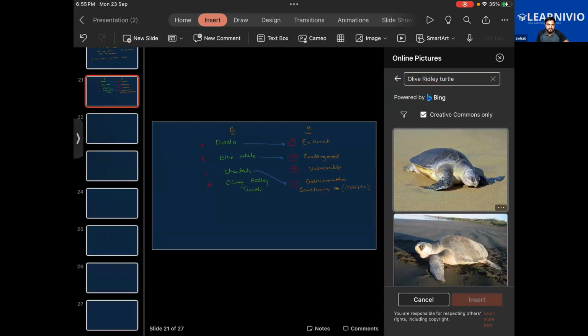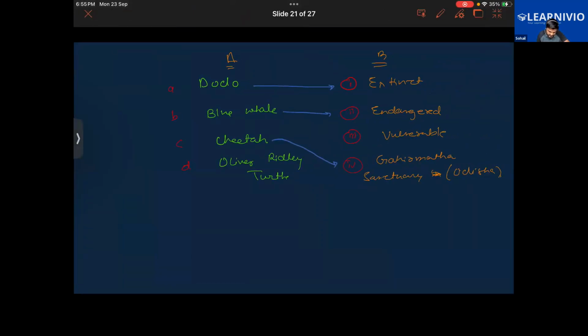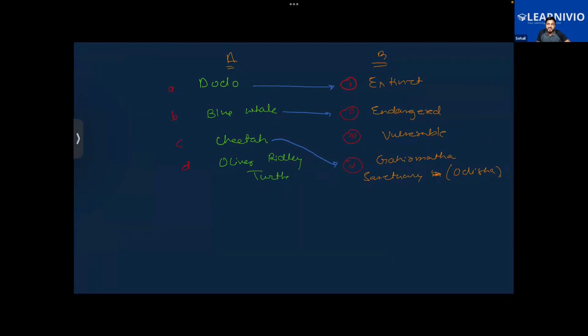This turtle I'm talking about. Okay, now, getting it. By the way, there's an important correction here. Actually, it's not Oliver, it's Olive Ridley turtle. It is actually found in the Gahir Mata Sanctuary in Odisha. There are different places in India where this turtle is found. Getting it, guys? Also, this organism is neither vulnerable nor endangered.